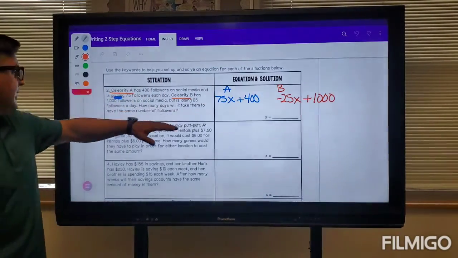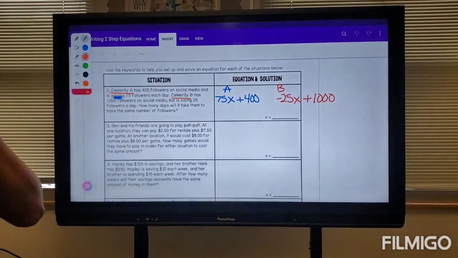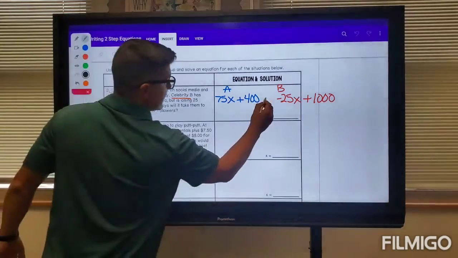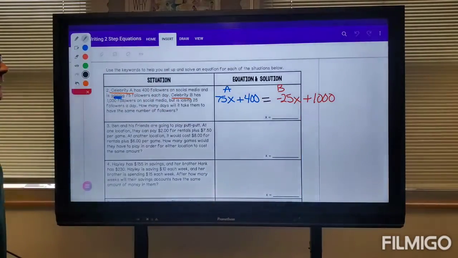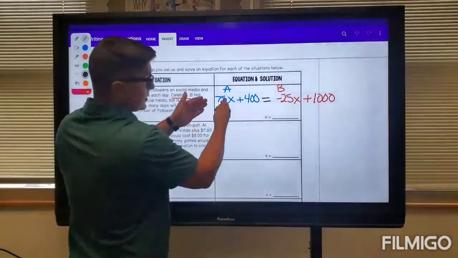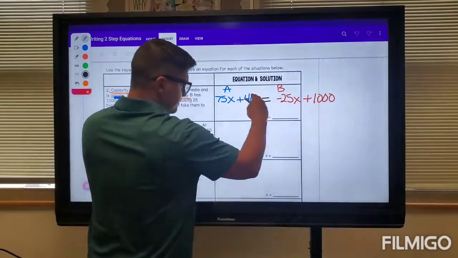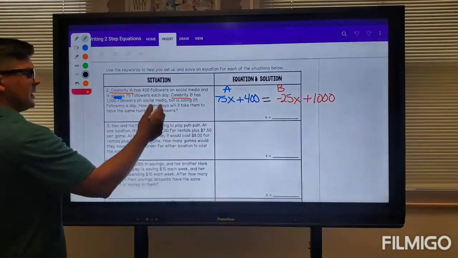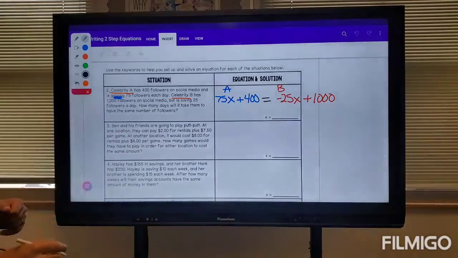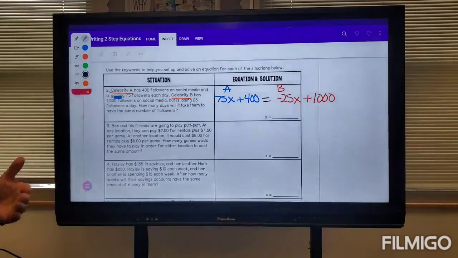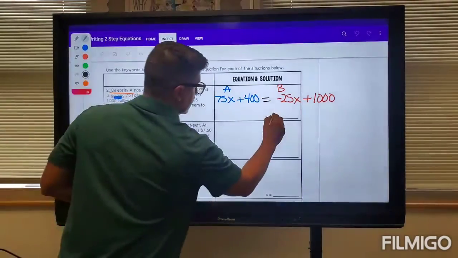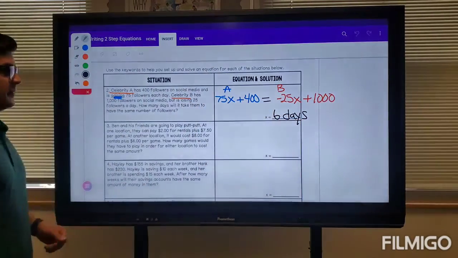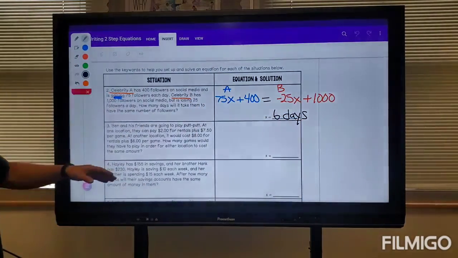How many days will it take them to have the same number of followers? So again, we have that same number. When are they going to equal each other? And for this one, I would add the 25x to both sides and subtract the 400. Okay? So if I added 25x to both sides, subtract the 400, and solve for x, how many days? That's going to be, and you want to get used to putting that label in there. It's not just 6, it's 6 days.